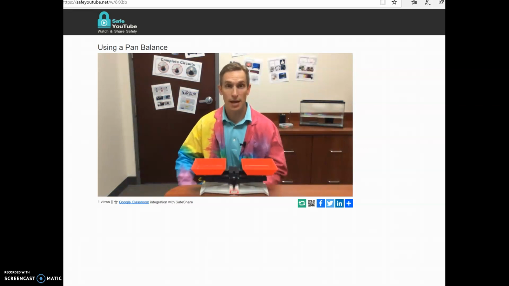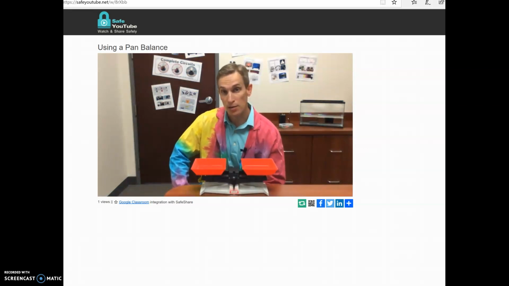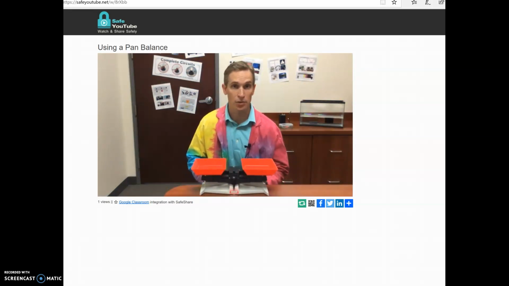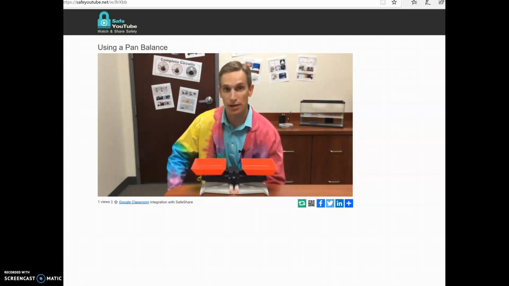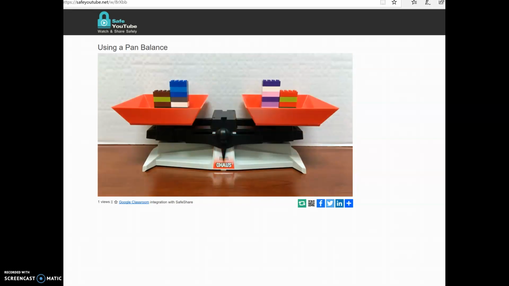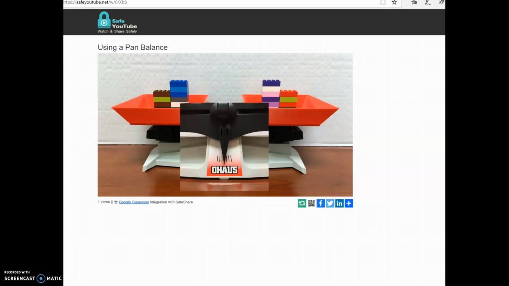Here I have a simple pan balance. Balances like this can be used to determine the mass of an object, or they can be used to compare the masses of 2 different objects. When the masses of the objects on each side of the balance are the same, the 2 sides will be evenly balanced, and the needle will be perfectly centered.